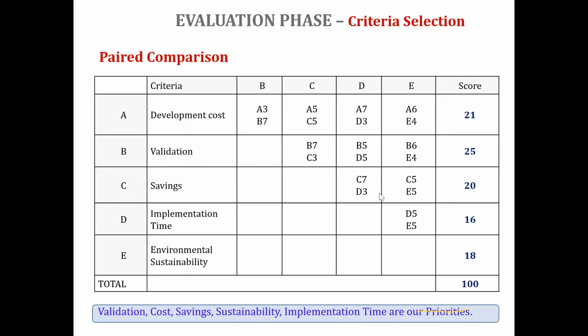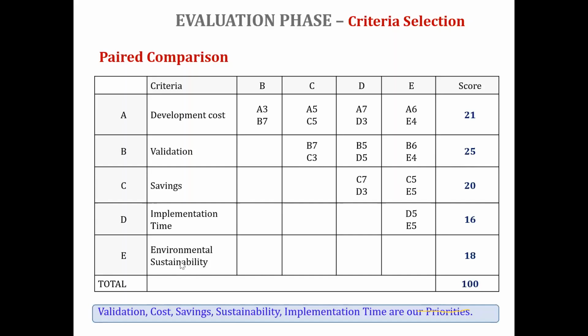Okay. Now we have to go with the C category, right? C having 5 plus 7, 12, and here on C3 in the hence 15, and here C5, 15 plus 5, 20. And D implementation time, for which D 5.5 plus 3, 8, 8 plus 5 is 13, 13 plus 3 is 16.